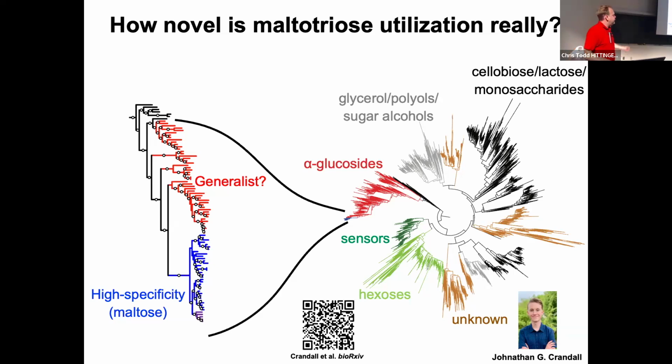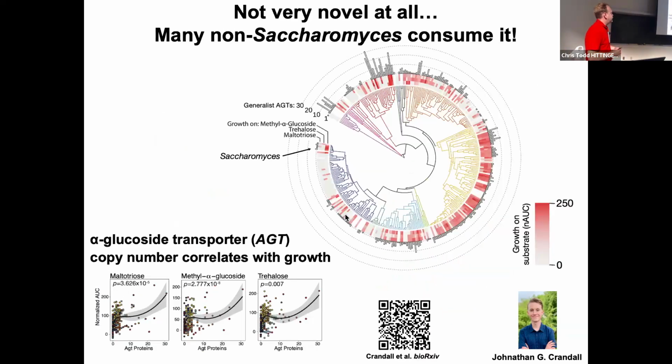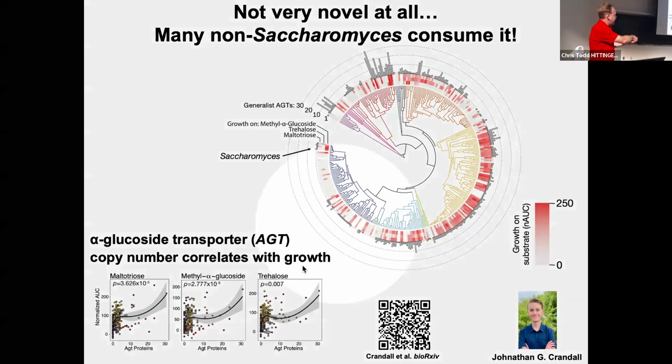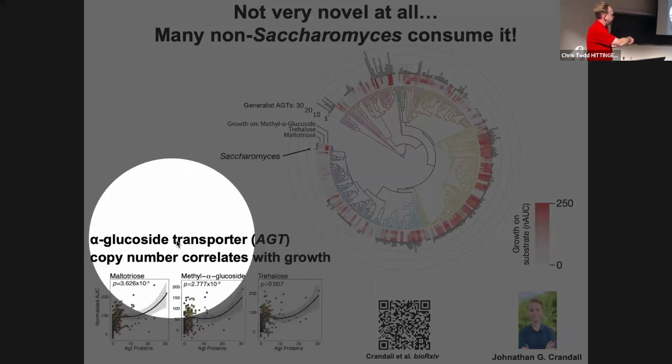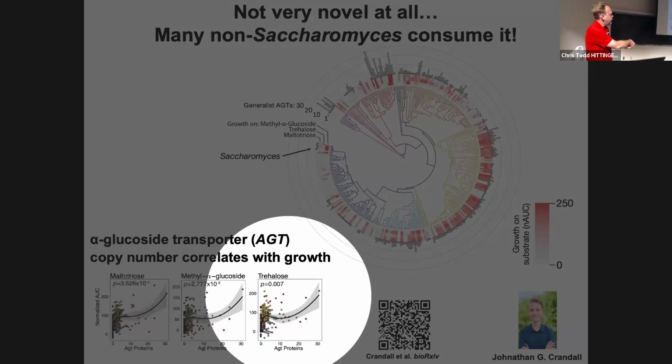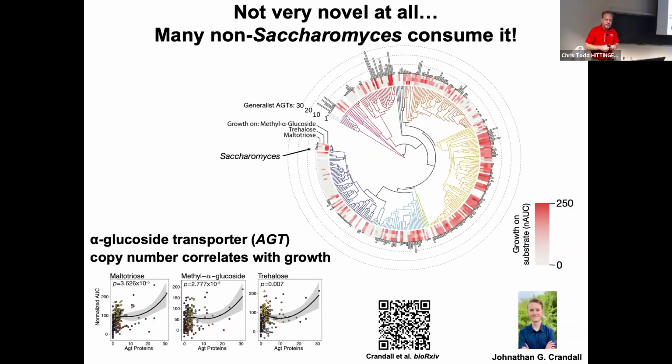So to circle back to the original question, how novel is melezitose utilization anyway? Well, John went out and tested it in about 300 species, and it turns out it's not very novel at all. If we test across the subphylum, we see that many non-Saccharomyces yeasts can actually consume melezitose, and indeed a couple other alpha glucosides. Indeed, after phylogenetic correction, we see the number of these alpha glucoside transporters, the number of these generalist transporters, their copy number correlates with growth pretty well.